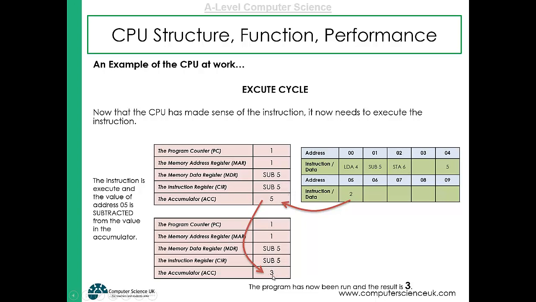Now, what's in the accumulator? Well, from the previous cycle, the value 3 is in the accumulator. So if it's to perform STA 6, it means store the number 3 into address 6. So the 3 is taken from the accumulator and it is passed back along the data bus, back to the RAM and stored in address 6, just here.